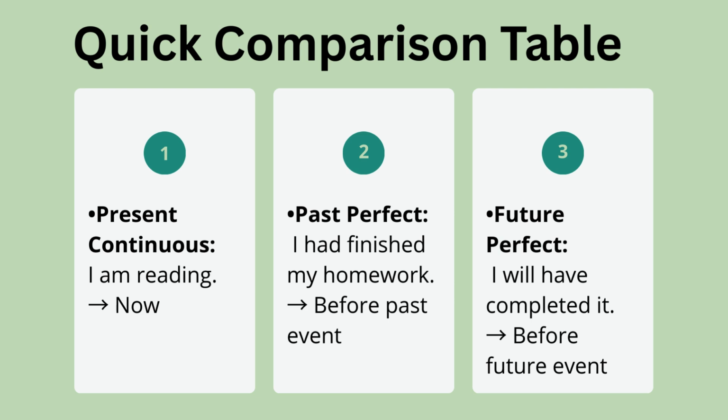Quick comparison table. 1. Present continuous: I am reading. Arrow: now. 2. Past perfect: I had finished my homework. Arrow: before past event. 3. Future perfect: I will have completed it. Arrow: before future event.